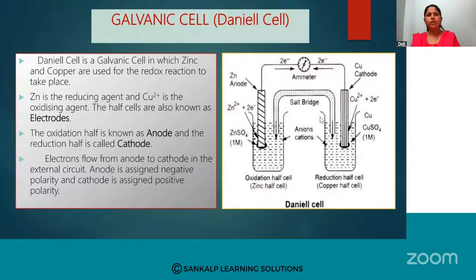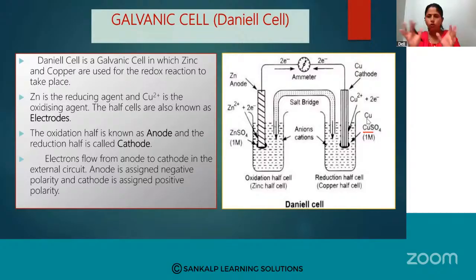So here you can see these are the two beakers. I call them beakers, but actually in chemical terms, these are called half cells. We'll come to it one by one. In the first beaker, I have taken zinc sulfate solution, and a zinc rod is immersed in the zinc sulfate solution. In the other beaker, I have taken copper sulfate solution, and a copper rod is immersed in it.